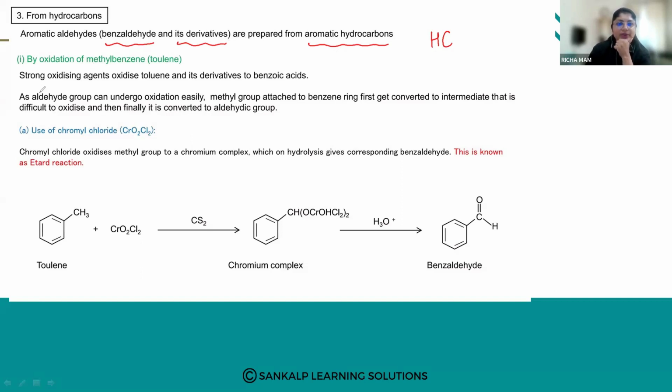First is by oxidation of methyl benzene. If you do oxidation of methyl benzene, that is, methyl benzene is toluene.